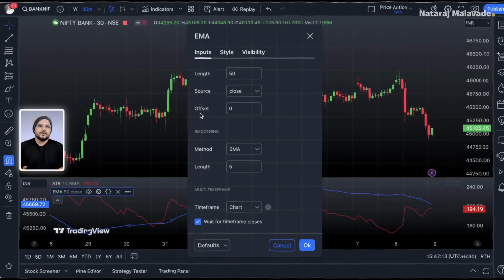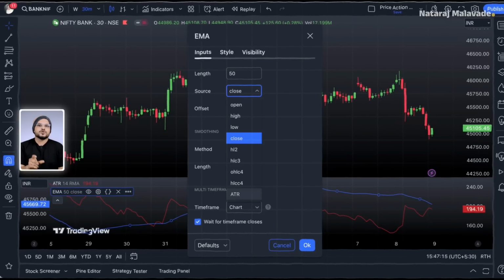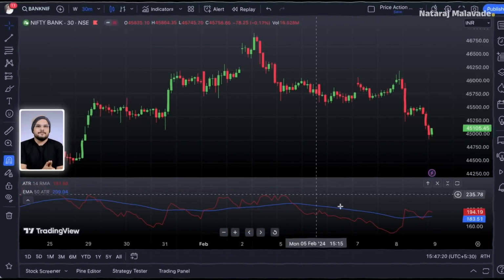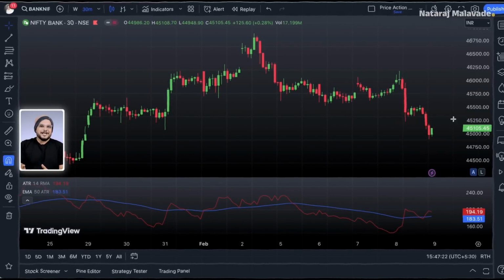And now go back to the moving average setting and change the source from close to ATR. This is a very important step, and this will draw the moving average directly on the ATR. And now the actual concept begins.